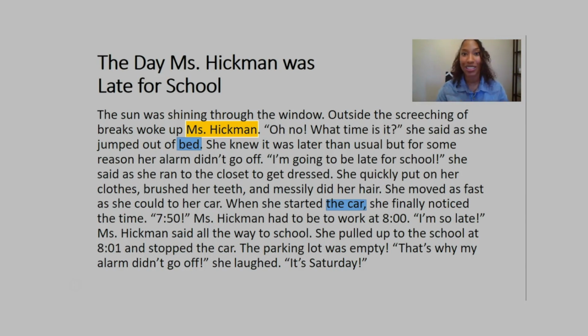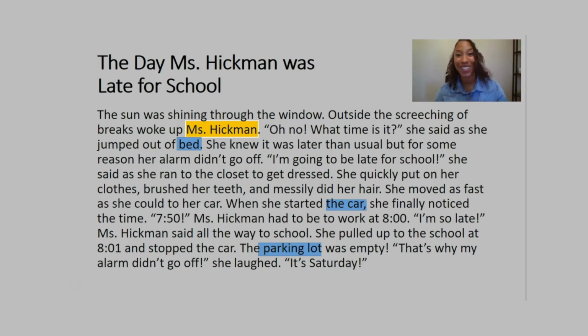Is the car the last place Miss Hickman is for the rest of the story? Yes or no? I should see no again. No. At the end of her story, Miss Hickman ends up at the parking lot at her school. So we have 3 different settings in this story. Okay, so we have the characters, we have the setting. What's next?